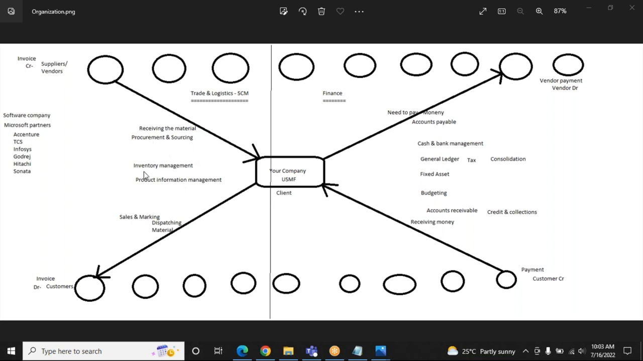These are logistics. And whatever you have received material for that, I need to pay money. Need to pay money means accounts payable. Need to receive money means accounts receivable. So you need to understand accounts payable, accounts receivable. General ledger. What is the profit? What is the loss? You need to calculate. And to run this business, you need to have cash in bank. Bank payments and receipts through bank only. Cash.